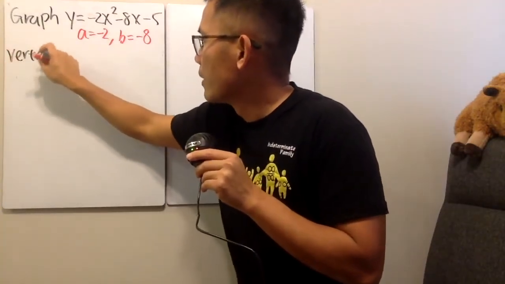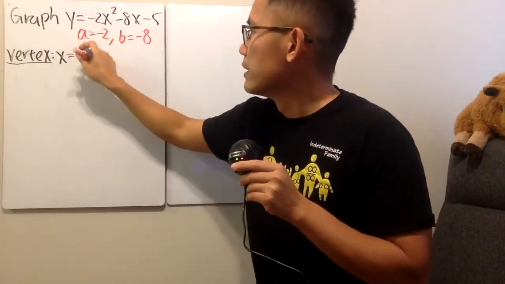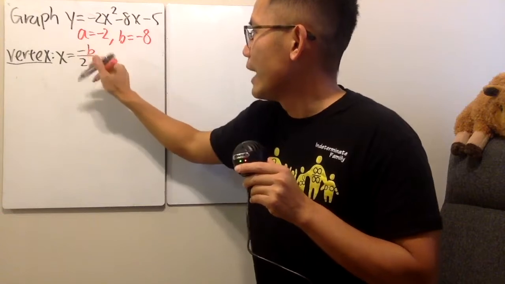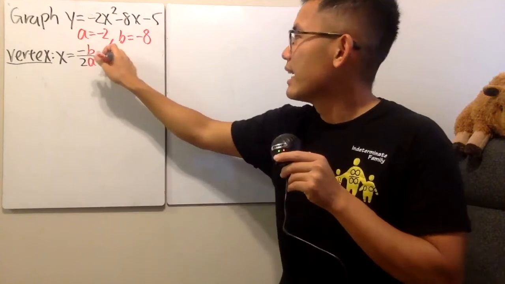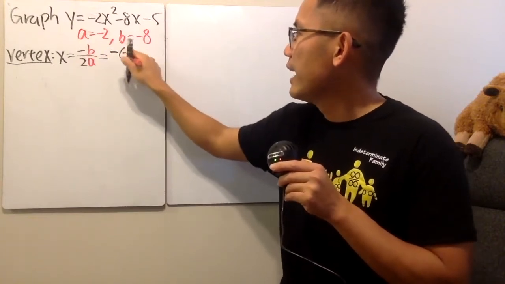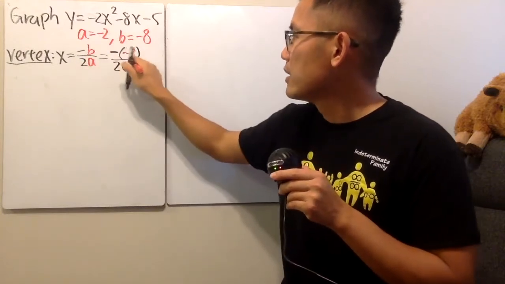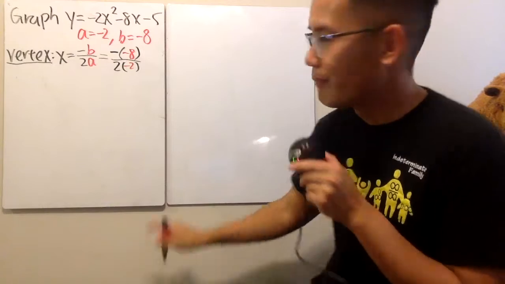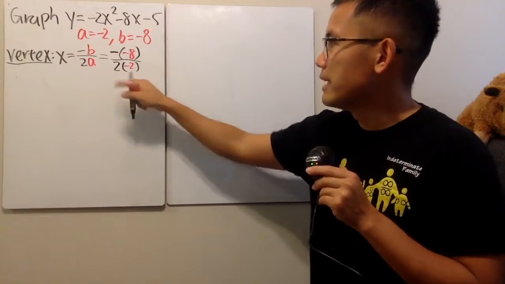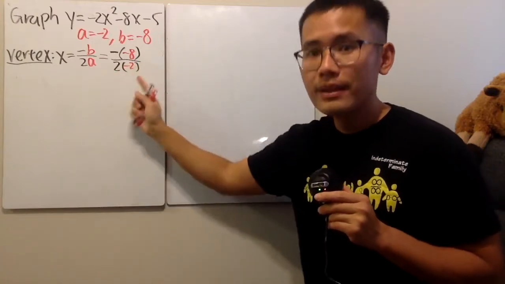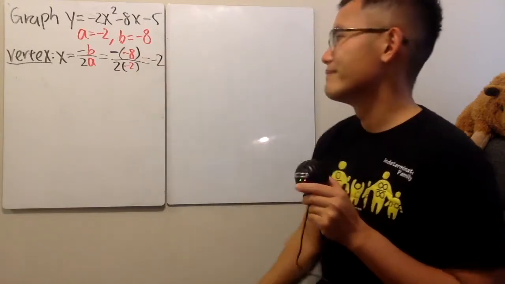So here we go. The vertex, we know it's going to be at x equals negative b over 2a. And here we have to just plug in the numbers. So we get negative b is negative 8 over 2 times the a, which is negative 2. Now, negative 8 is positive 8. On the bottom, this is 2 times negative 2, which is negative 4. Positive 8 divided by negative 4, we end up with negative 2.